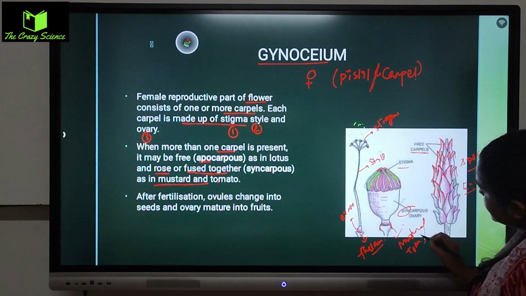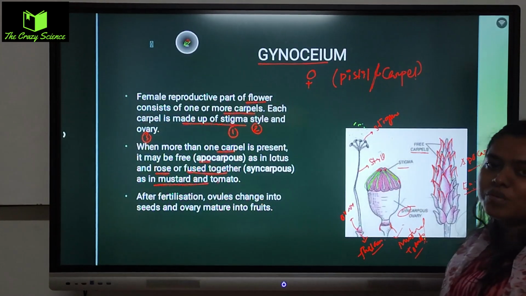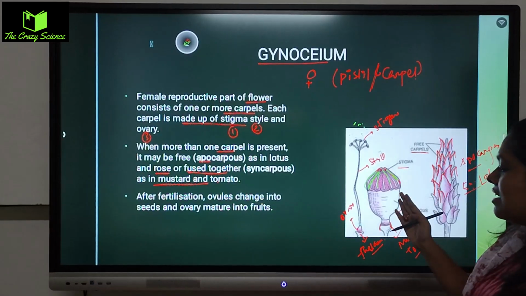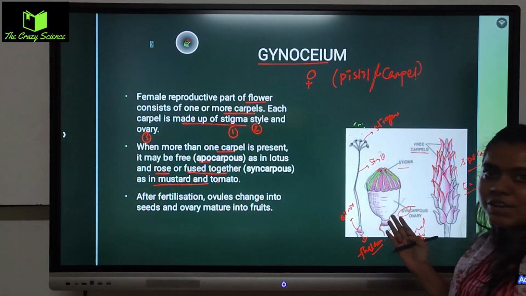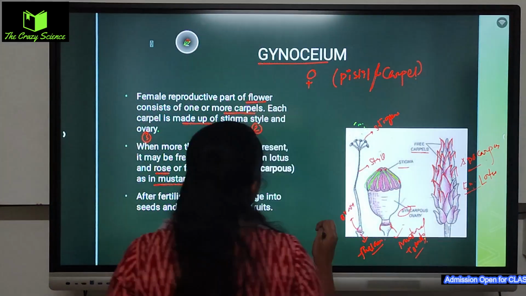The tomato we eat, right? As we get more and more vitamin C. And that is syncarpous. So this is how the entire structure looks.